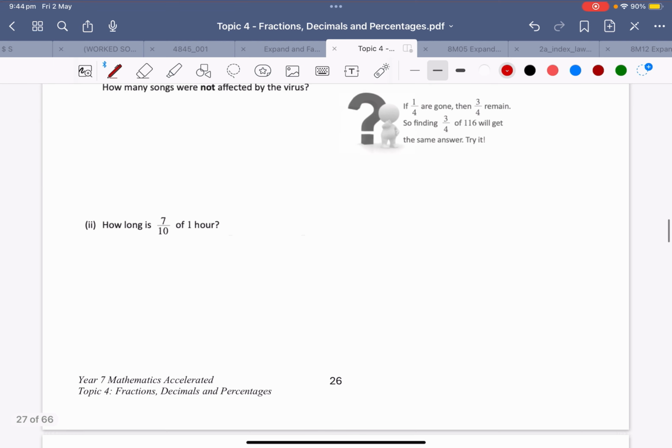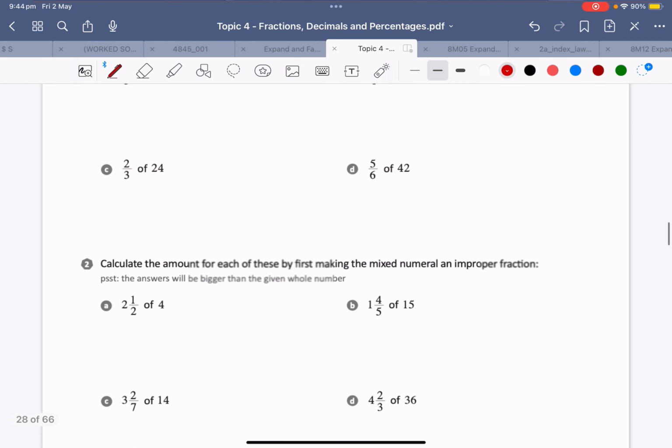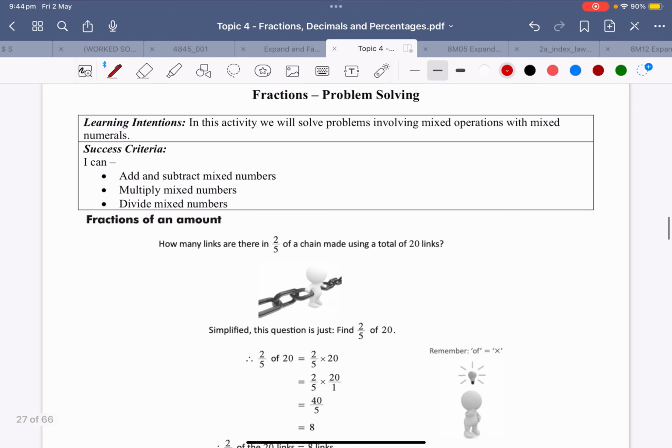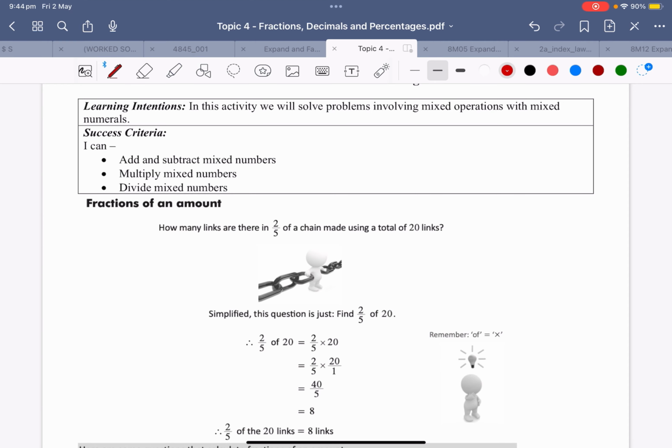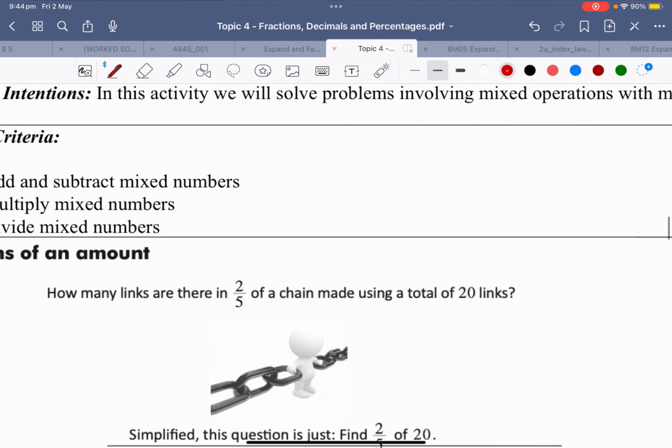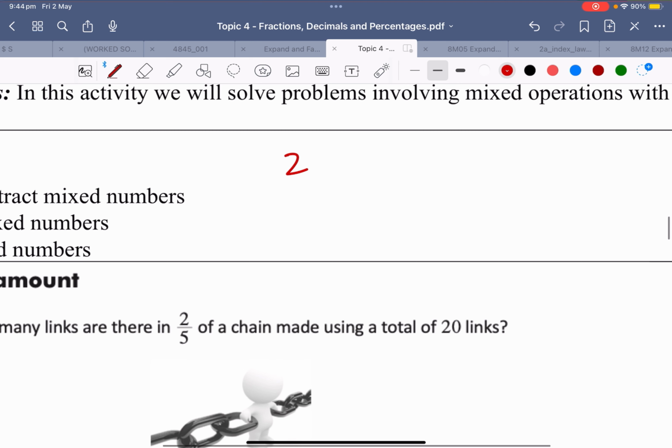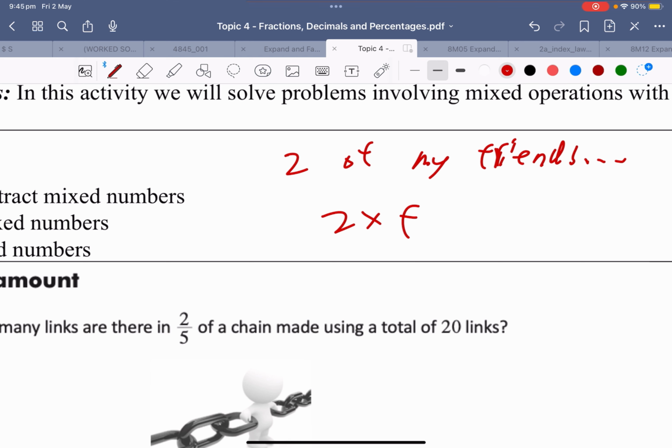Now, problem-solving questions. I believe this is the last few that we've actually gone to for the mainstream class, our original class as well. If I were to ever say I have two of my friends and so on, this means I have two friends that I'm talking about. Doesn't mean I only have two friends. I might have more or less. But if I say two of my friends, I'm talking about two friends.